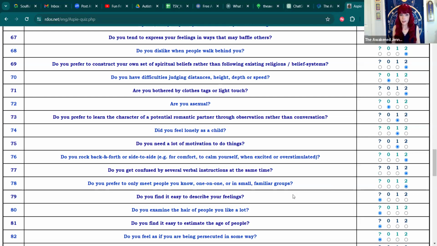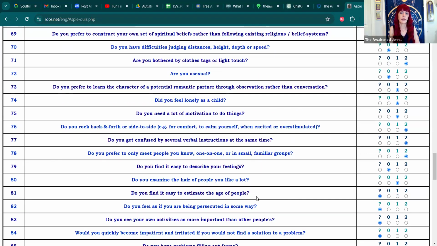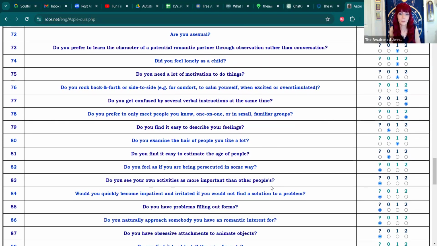Do you find it easy to describe your feelings? No, I have to figure my feelings out. Do you examine the hair of people you like a lot? Probably, but I don't know. That feels creepy when you say it like that. So I don't sit and think about that very much. Do you find it easy to estimate the age of people? No, I am not very good at that.